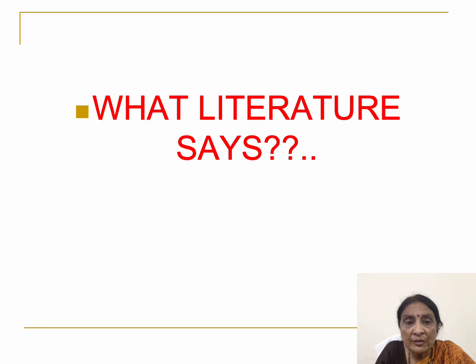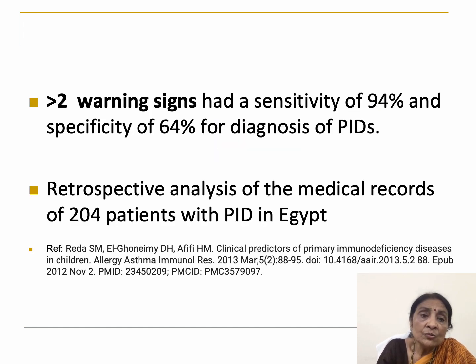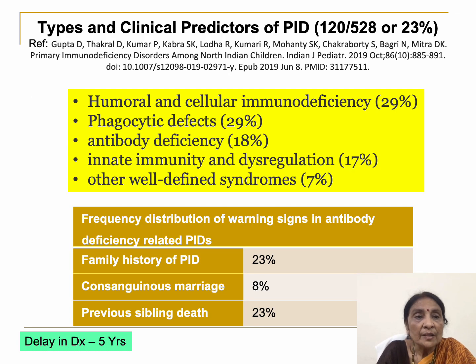primary immune deficiency. So what does the literature say? More than two warning signs, of the 10 I told you, has a sensitivity of 94% and specificity of 64% for diagnosing PID. This was estimated in a retrospective analysis of medical records of 204 patients with PID in Egypt. Now, the types and clinical predictors of PID in a publication in 2019 by Gupta et al.